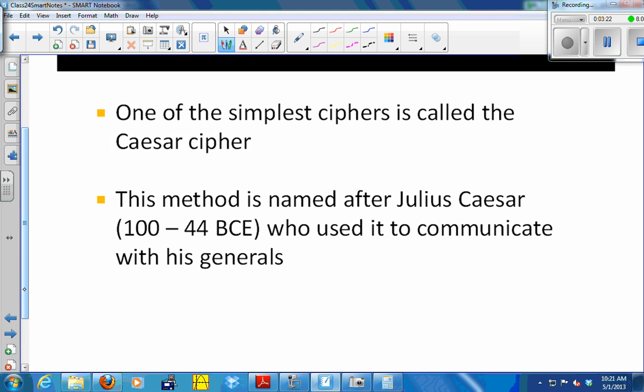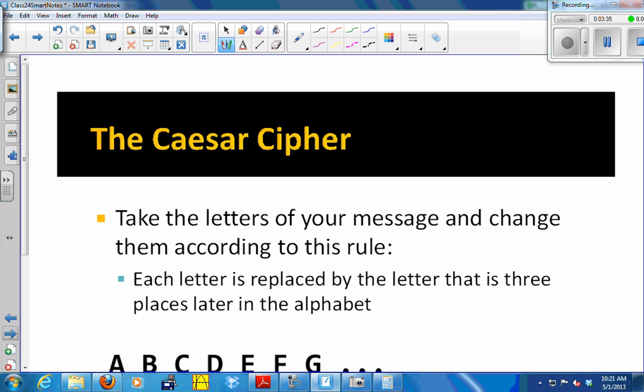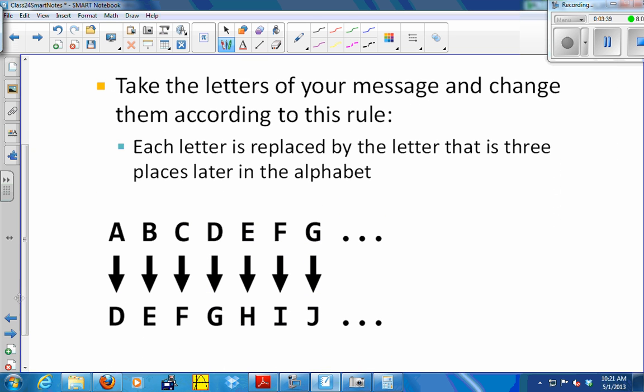All right, so one of the simplest ciphers and the first known uses of a cipher is the Caesar cipher, named after Julius Caesar, who used it to communicate with his generals. The Caesar cipher takes the letters of your message and changes them according to this rule. Every letter of your message is going to be replaced by the letter that is 3 places later in the alphabet. So A's become D's, B's become E's, C's become F's. Everything shifts 3 to the right.